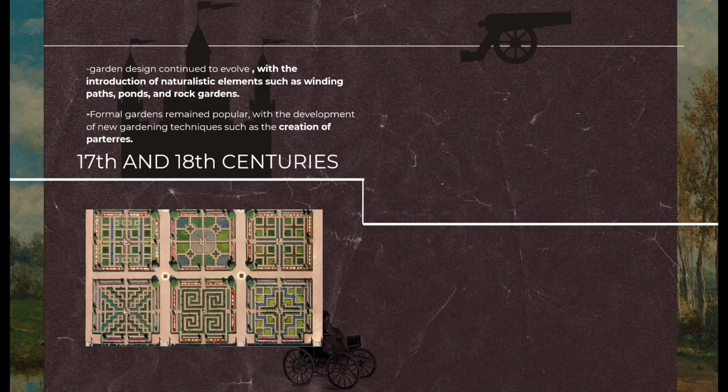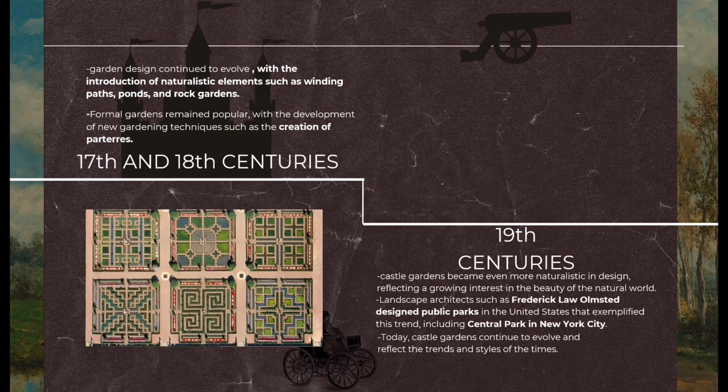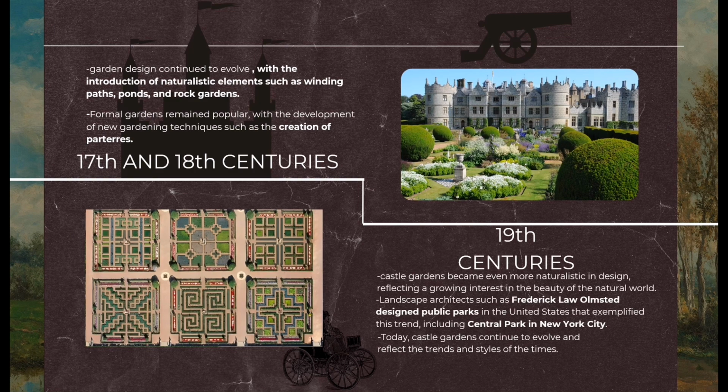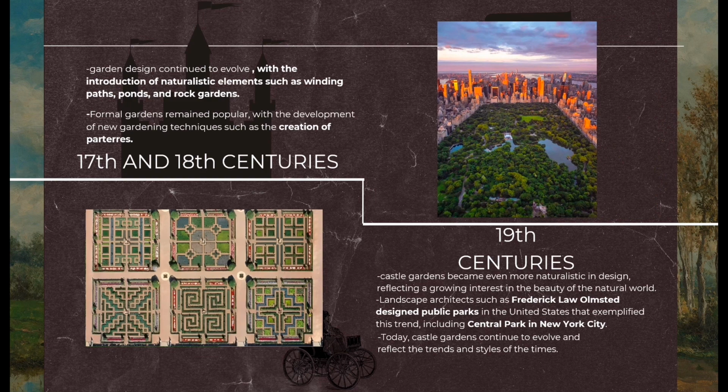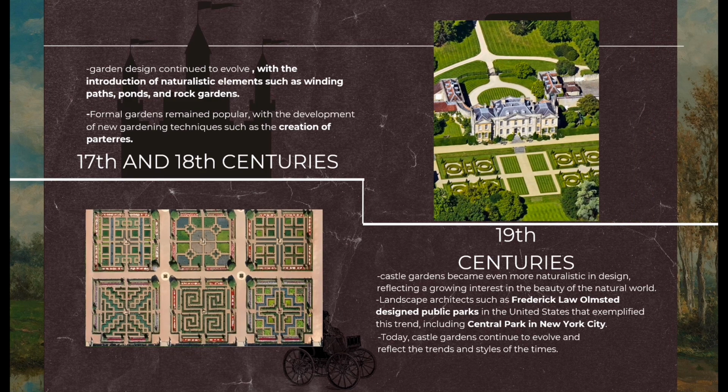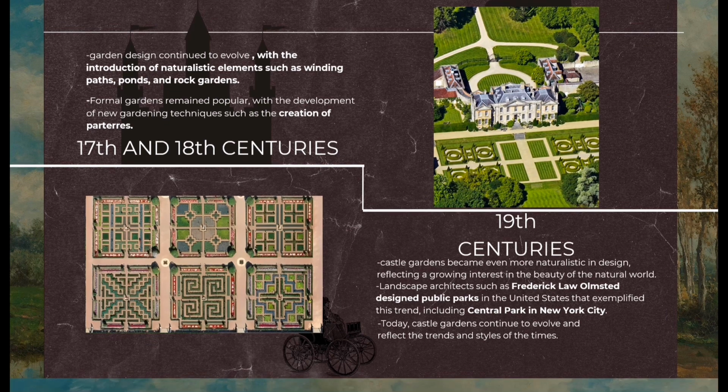In the 19th century, castle gardens became even more naturalistic in design, reflecting a growing interest in the beauty of the natural world. Landscape architects such as Frederick Law Olmsted designed public parks in the United States that exemplified this trend, including Central Park in New York City. Today, castle gardens continue to evolve and reflect the trends and styles of the time.